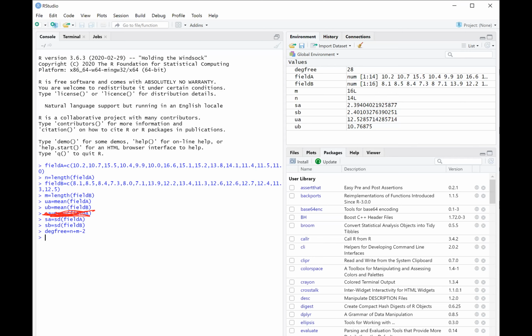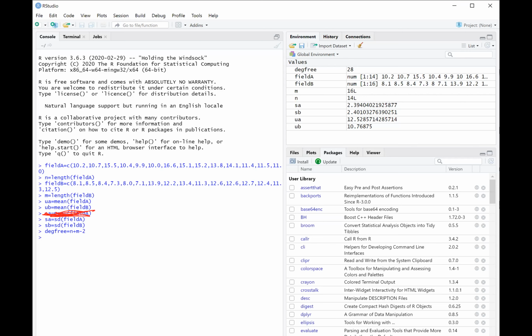See, we've computed the mean of A and the mean of B. You see we have our two fields here. Field A is the first vector I've encoded, and field B is the second vector. N and M are the sample sizes, and then I have their sample means and standard deviations and the degrees of freedom.